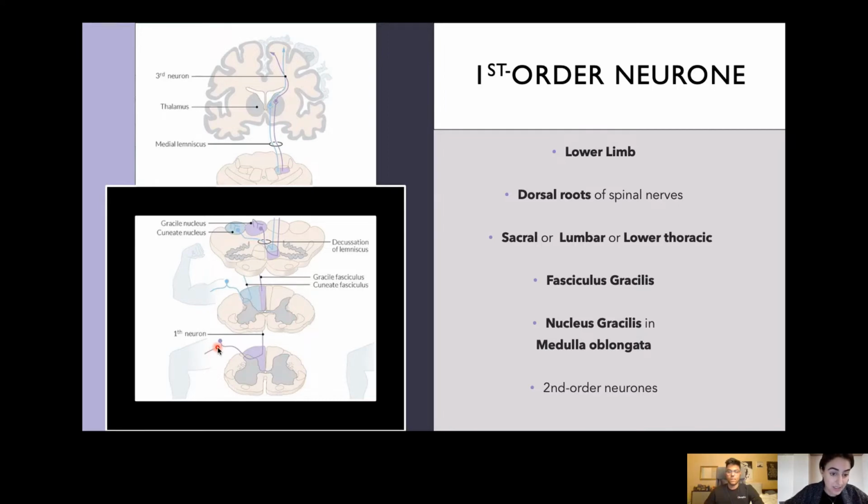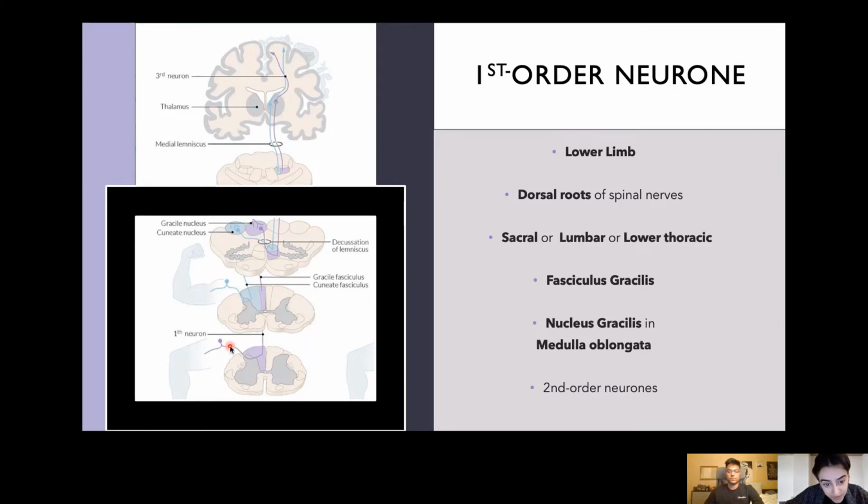It will enter the spinal cord through the dorsal root of the spinal nerves. And can you see the cell body? Where is it located? It's located in the dorsal root ganglion. What's a ganglion? It's a collection of cell bodies. It's a collection of cell bodies in the peripheral nervous system.